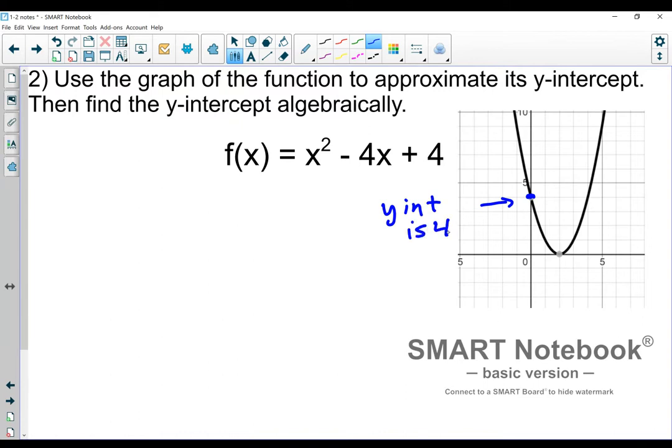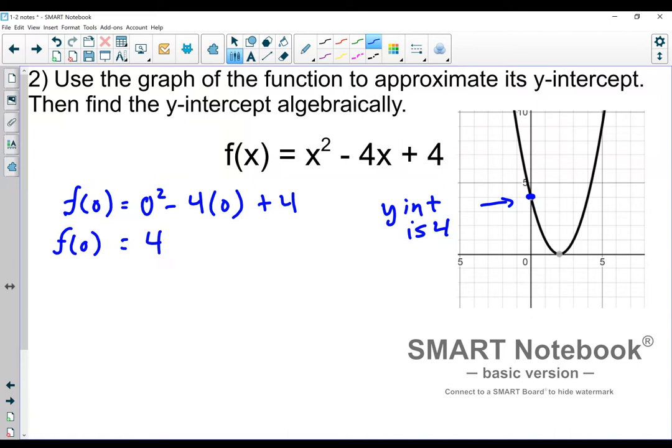And then I'm asked to prove it algebraically. At my y-intercept, my x is 0. So to prove it algebraically, I'm going to find f of 0, which would be 0 squared minus 4 times 0 plus 4. All those zeros basically cancel out, and we're just left with 4. So we have proved it algebraically.